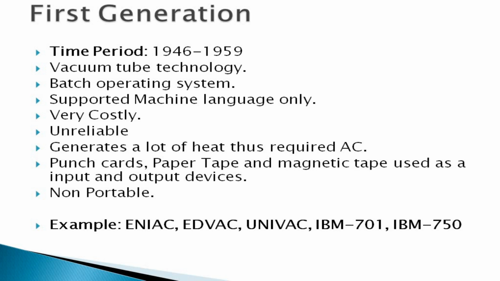We cannot shift the computer system from one place to another. This is important because sometimes they ask which is the first generation computer, and they give you 4 options and you have to choose the correct one. So these are the most popular computer systems of the first generation: ENIAC, EDVAC, UNIVAC, IBM 701 and IBM 750.